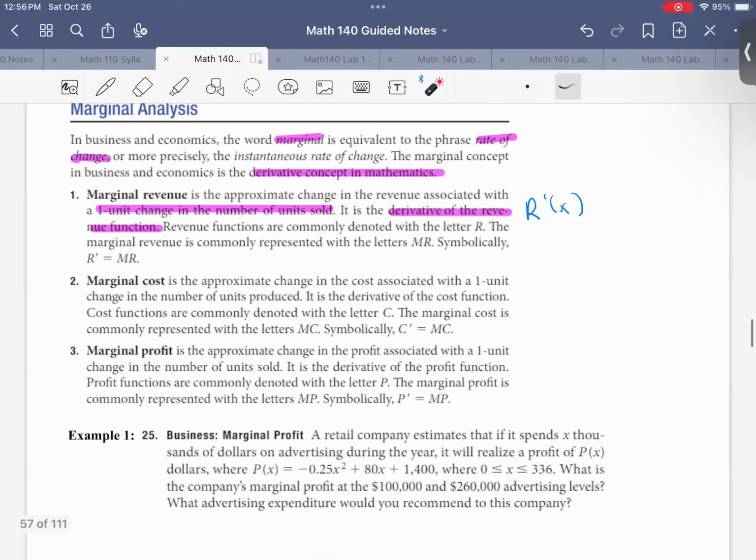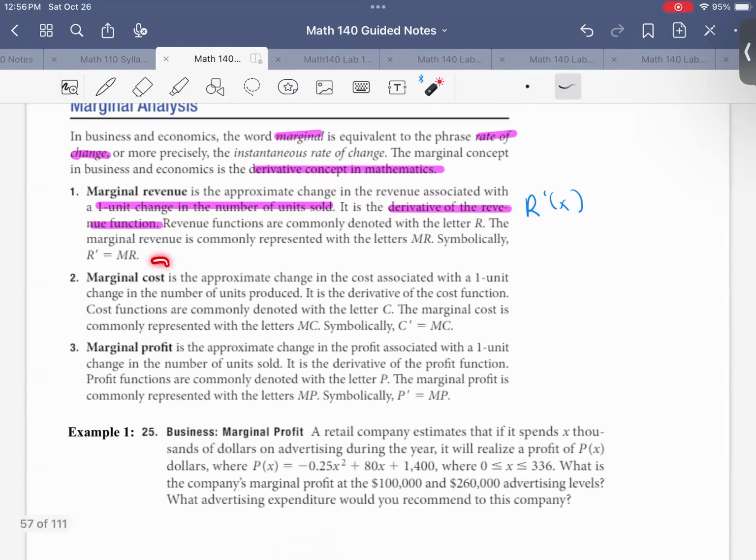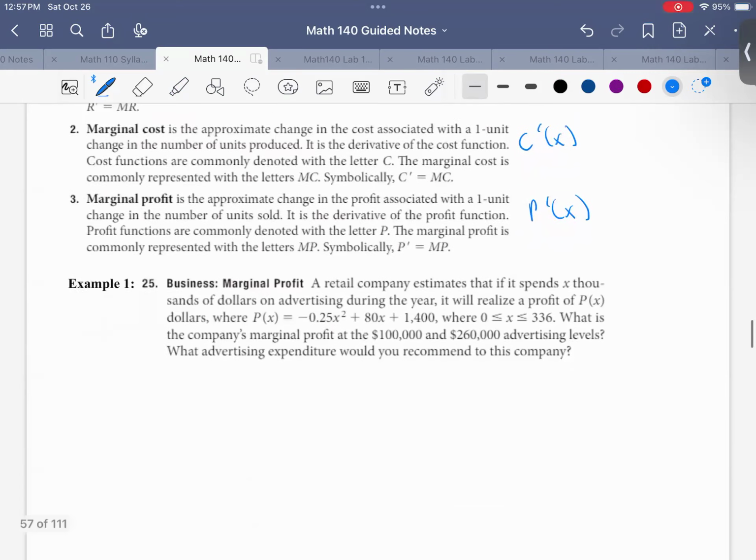So that is what marginal revenue is, and it's pretty much copy and paste with cost and profit, the same exact definitions: how much it costs to do the next one, how much profit is the next one. So these are also denoted with C prime of x and P prime of x, just a derivative of those cost, profit, and revenue functions. So let's go ahead and apply this to an example.